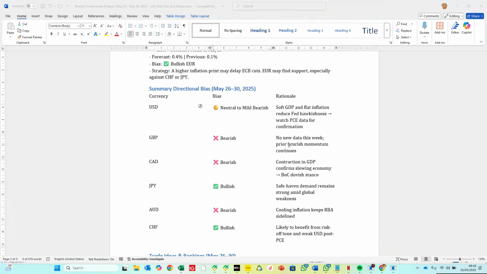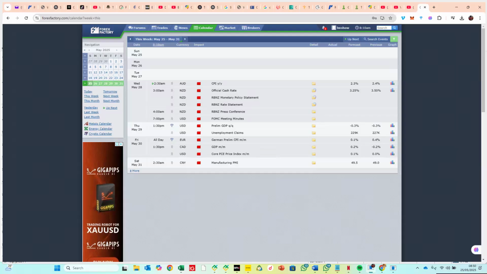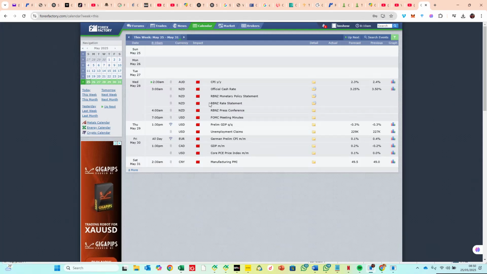The reason for that fundamentally is sub-par GDP and flat inflation reduce Fed hawkishness. So we are supposed to watch PCE data for confirmation. I think there's going to be PCE data towards the end of this coming week. There's FOMC news on Wednesday around 7 p.m., which is what we really want to pay attention to. We also want to pay attention to unemployment claims. Those two key things, and also the core PCE, will give you an idea of what to expect in terms of the strength of the USD in the coming week.